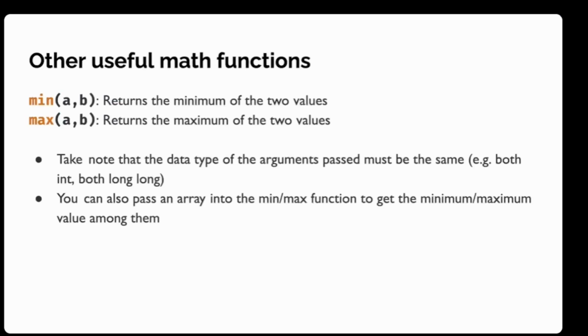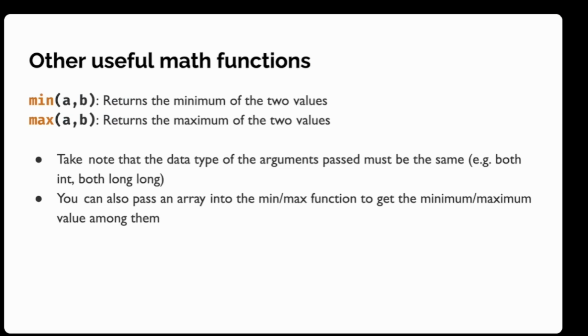Okay, so other useful math functions. You have min and max, which do what they say. They return the minimum of the two values and the maximum of the two values. And the very annoying thing about this is that you have to make sure that the data type of the arguments must be the same. That means both must be int or both must be long long.